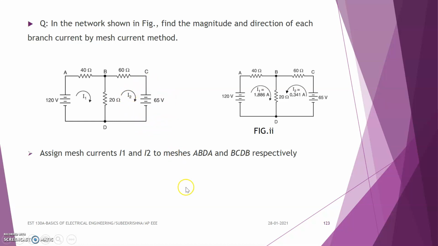First of all we have to assign the mesh currents. Here the circuit consists of two meshes. Mesh means a closed path. This is the first mesh and this is the second mesh. Next we assume the mesh currents, I1 and I2. These are the two mesh currents. The first mesh is A, B, D, A, and the second one is B, C, D, B. These are the two meshes, and I1 and I2 are the two mesh currents.